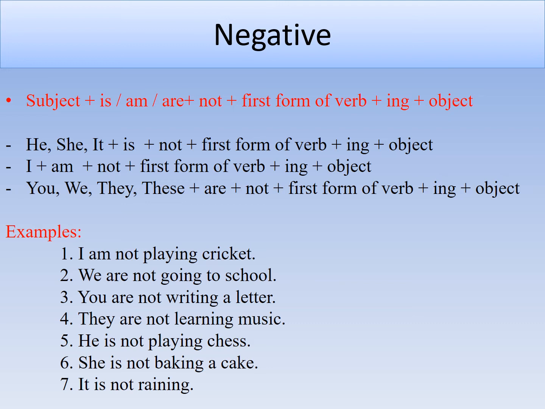If your subject is I, then we use am plus not plus first form of verb plus ing plus object. And if your subjects are you, we, they or these, then we use are not plus first form of verb plus ing plus object. Now let us see some examples. We have converted the sentences in affirmative into negative. I am playing cricket. It becomes I am not playing cricket.